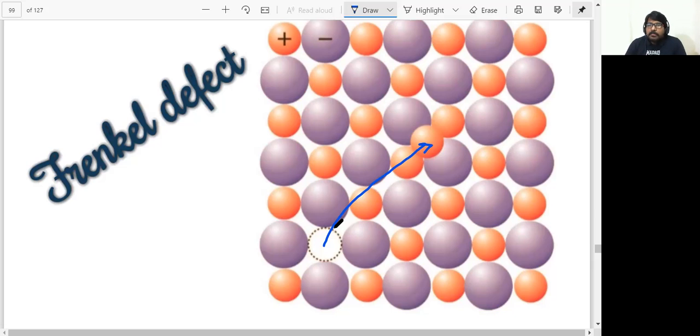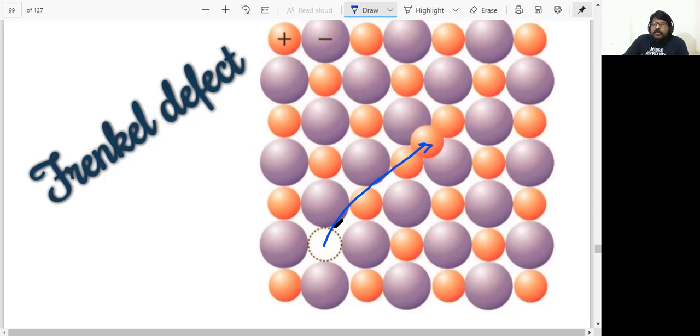These kinds of Frenkel defects are found in solids which have a low coordination number. Low coordination number relates to the limiting radius, which is the ratio of the radius of the smaller ion to the radius of the bigger ion. In solids showing Frenkel defects, the size difference between the smaller ion and the bigger ion is large. Coordination number is like 4. Such solids will show Frenkel defects.